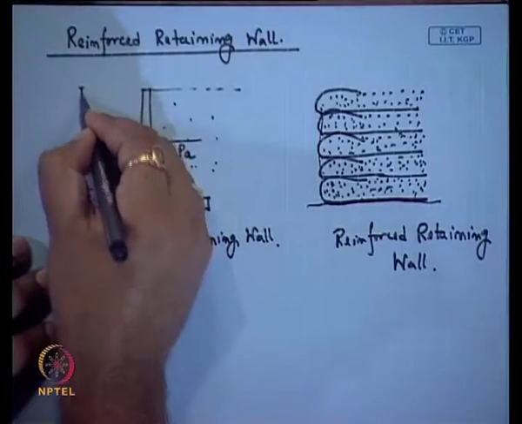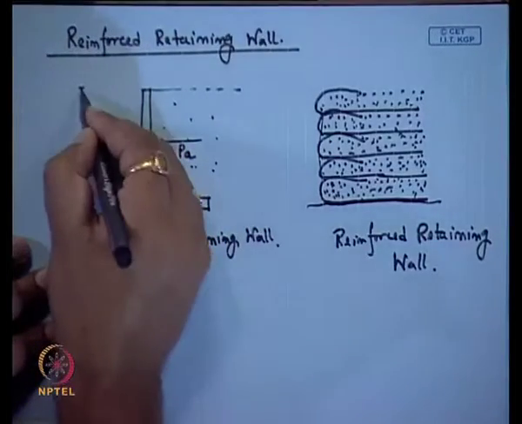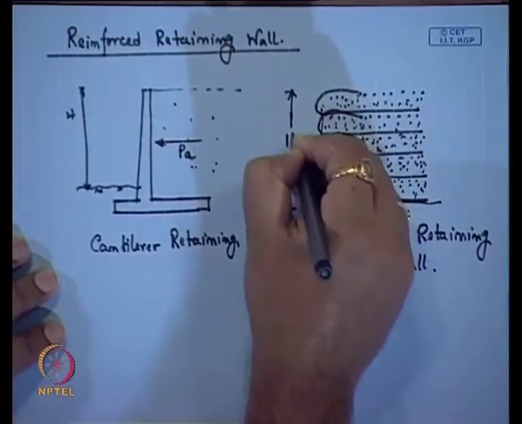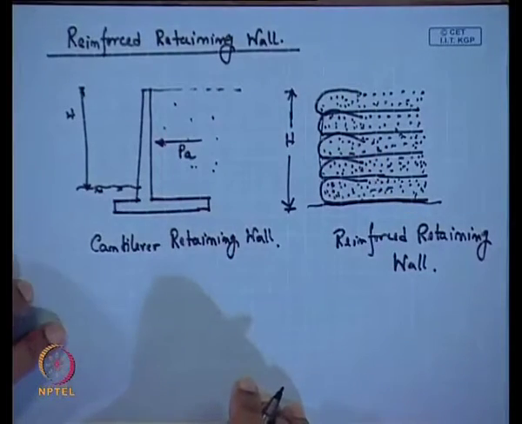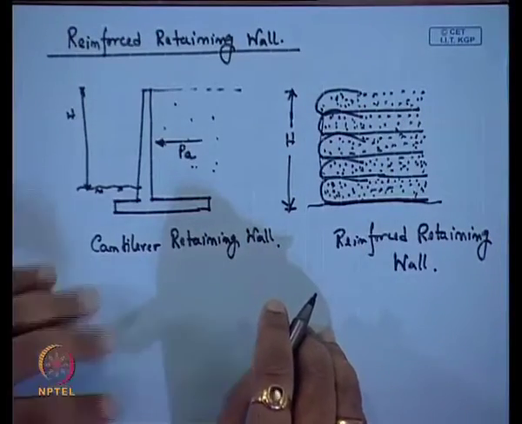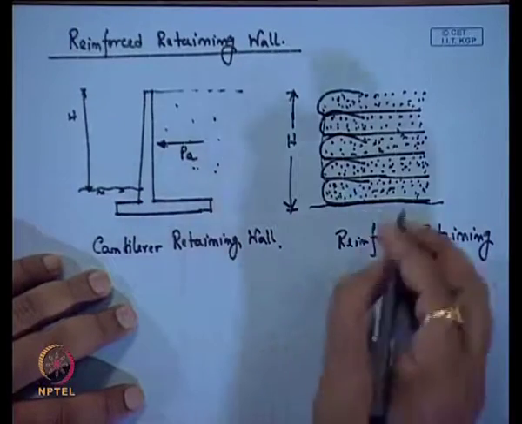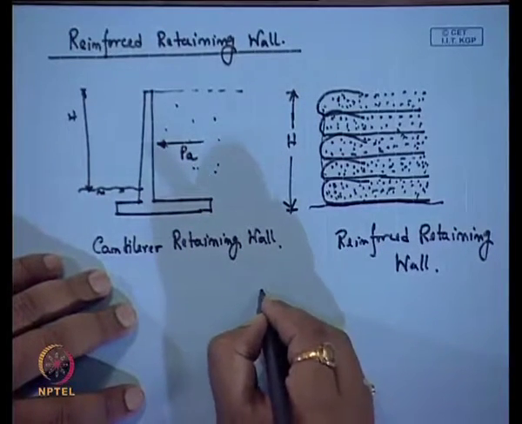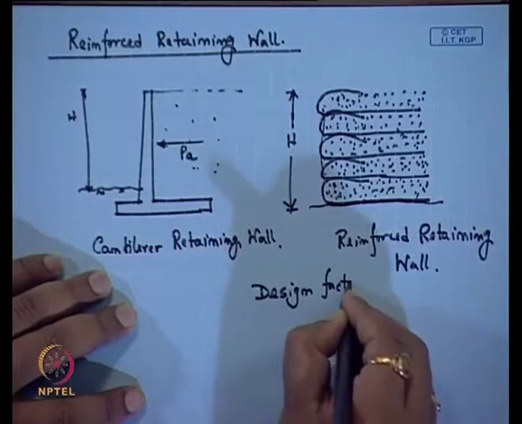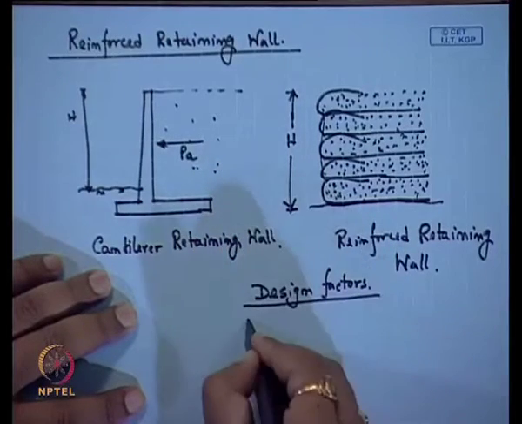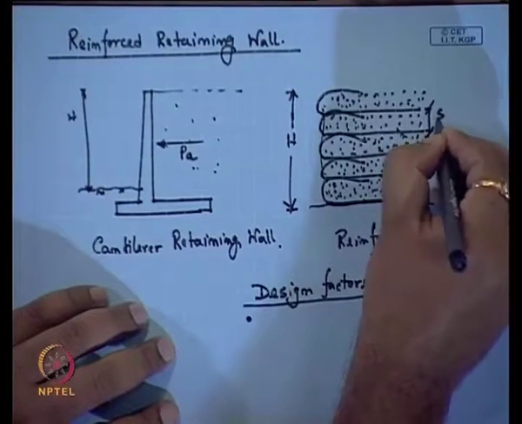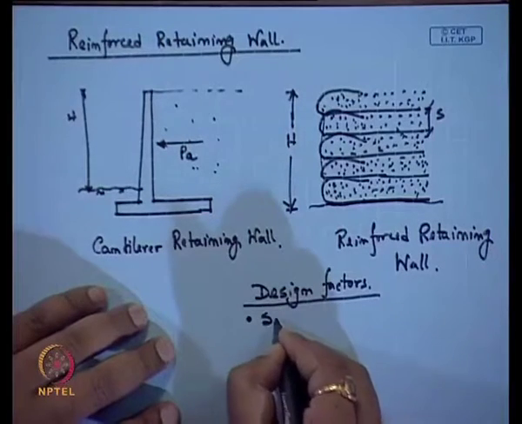Suppose this is the height of the retaining wall, here this will be the height of the retaining wall. And now, what are the very important design factors when you are talking about this retaining wall? If I go for these design parameters, first one will be the spacing between two reinforcements. Again, spacing is a very important factor.